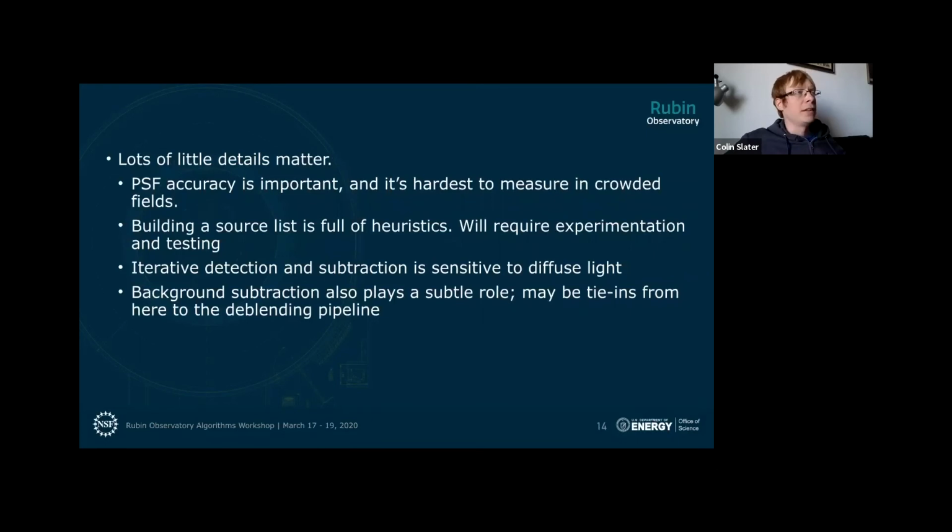So I think most of this can be summed up as there's not a brand new insight into the algorithmics of this that needs to happen, but just a lot of little details really do make the difference between a code that kind of works and a code that works really robustly and at LSST scale. PSF accuracy matters. I mentioned earlier about the heuristics that go into building source lists. And that's just something that requires experimentation and testing.